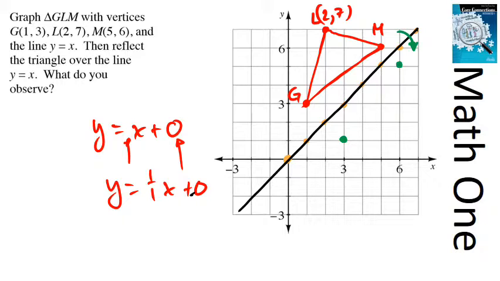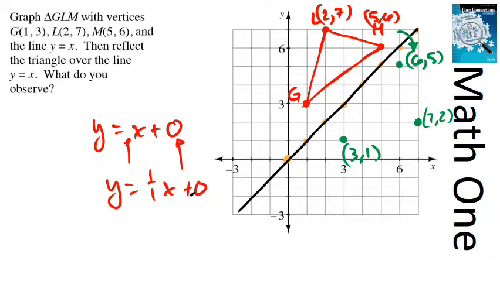So if I look at that, what if I just flip the order of those? What if I go to 7, 2? That's interesting. That looks a lot like it would be exactly the point 7, 2. Now that I see that, M was 5, 6, and then G is at 6, 5. I get this. So the other one here, point G was at 1, 3. And then sure enough, look at this. This is the point 3, 1.